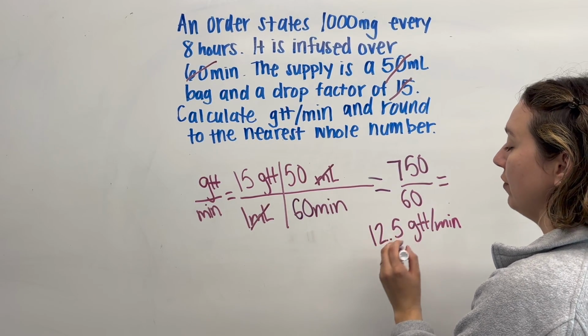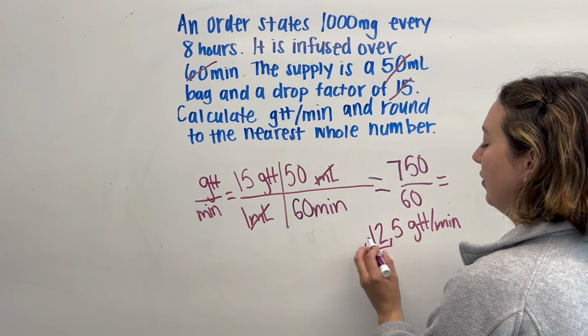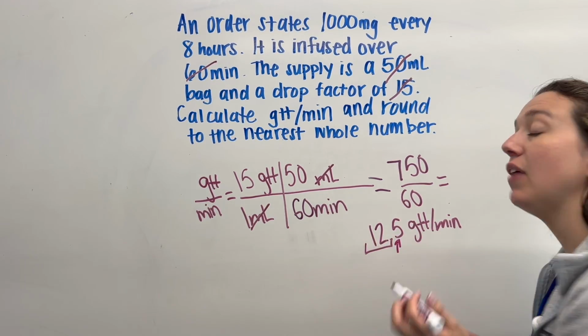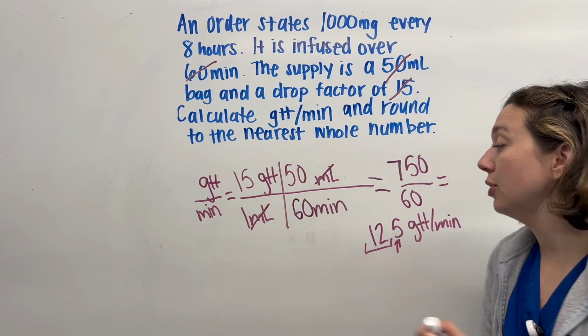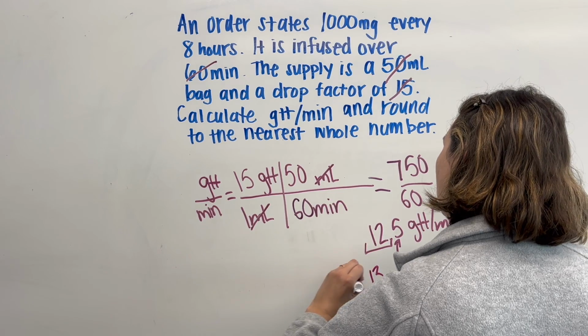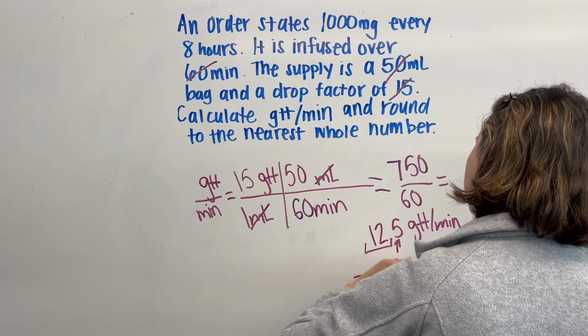So when we have 12.5, I know that I want to have this 12. I'm gonna look at its neighbor. We have 12.5. If it's 5 and above, give it a shove. So that means that we're going to shove the 2 up to a 3. So it's gonna equal 13 drops per minute.